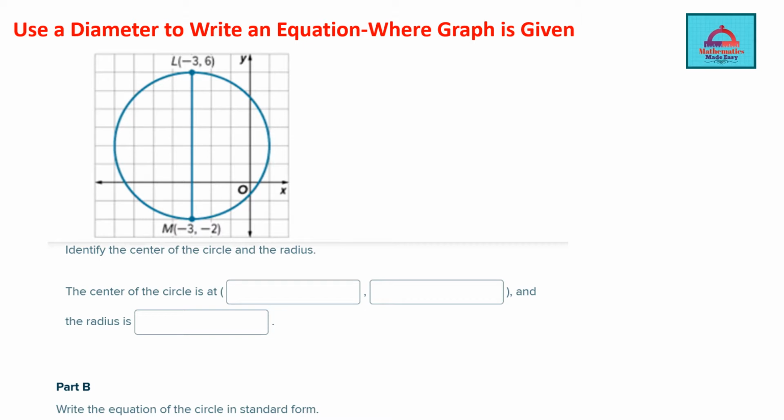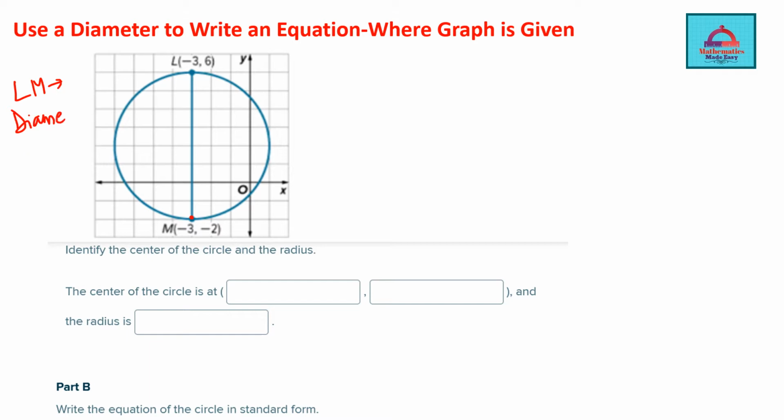The first part, which I'm taking here, is where the graph is already given to you. So I hope you all can observe here the graph of this circle, the blue circle. Along with the graph, you are given 2 points. One point is point L, the second point is point M. And the coordinates of these 2 points are given to you. Also, I hope you all can observe that LM here is a diameter of this circle.